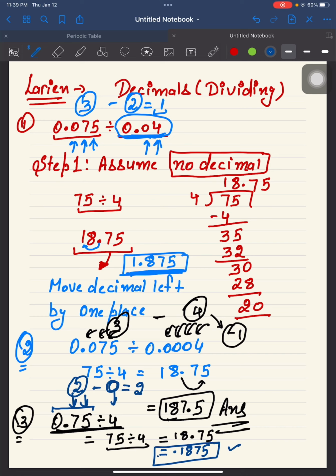You can see, since I'm dividing by a whole number, the answer I have gotten here is even smaller than 0.75.